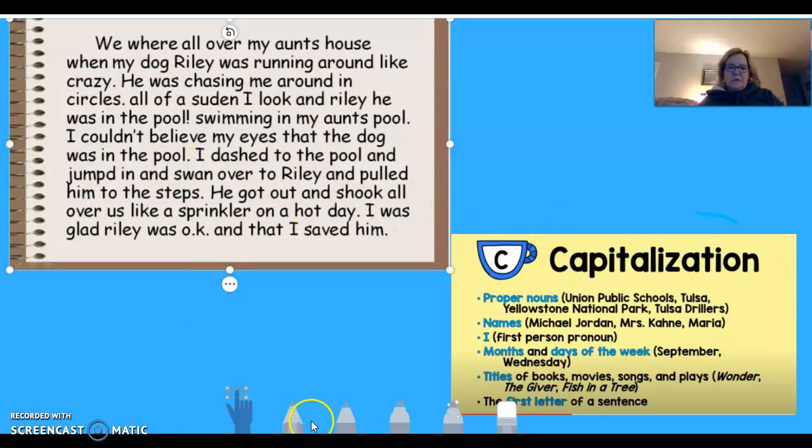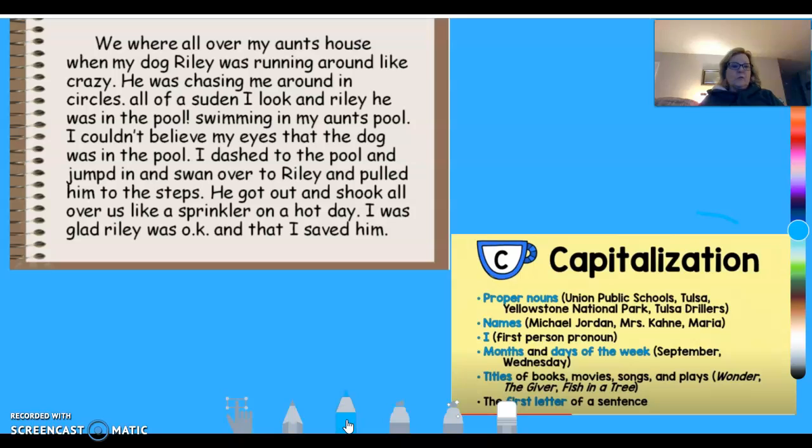So what I'm going to use is green for the beginning of a sentence, and I'm going to make a parenthesis at the beginning of the sentence. Sorry, that green's a little dark. That's better. And I'm going to check that this is a capital letter, which it is. So now I'm going to read until I get to what should be the end of my sentence and make sure it's complete. We were all over my aunt's house when my dog Riley was running around like crazy. So at the end of the sentence, I'm going to put a red parenthesis and check for punctuation.